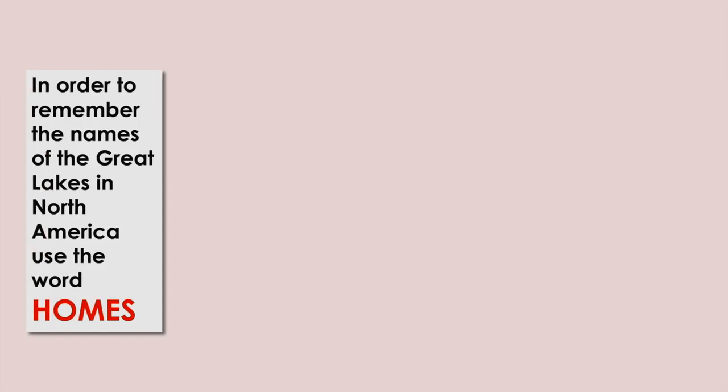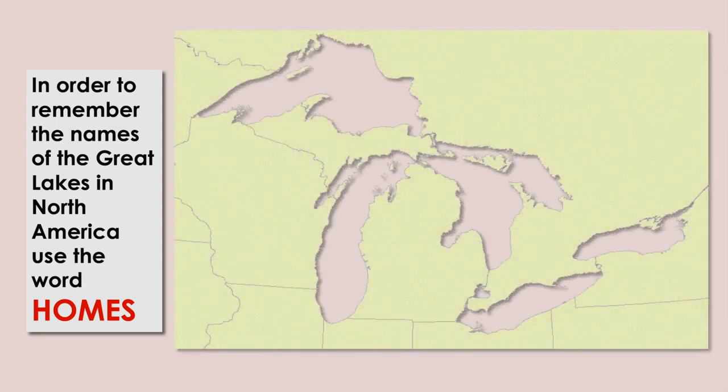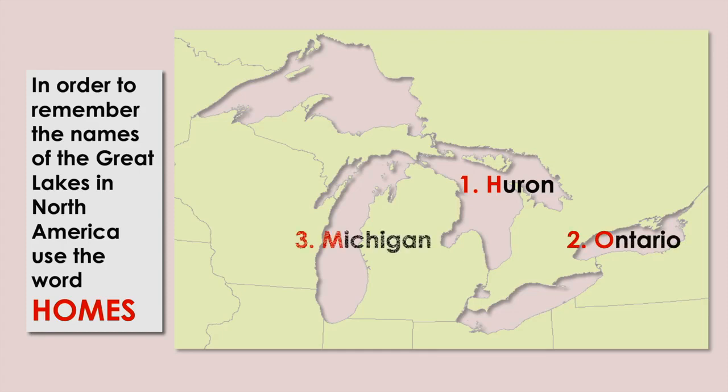In order to remember the names of the Great Lakes in North America, use the word HOMES, where H is Huron, O is Ontario, M is Michigan, E is Erie, and S is Superior.